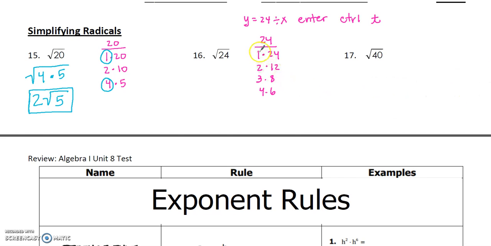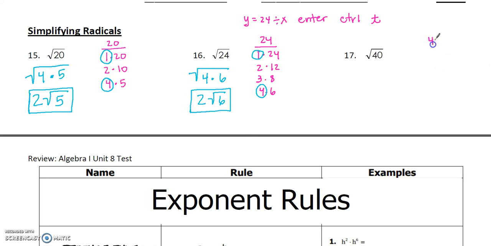So again, let's find all of our perfect squares. 1's a perfect square, 4 is a perfect square, and I think that's all we have. So again, I'm going to rewrite this using those factors, so 4 times 6. Again, the first one is my perfect square. Well, the square root of 4 is 2. And then 6 will remain underneath my radical sign.